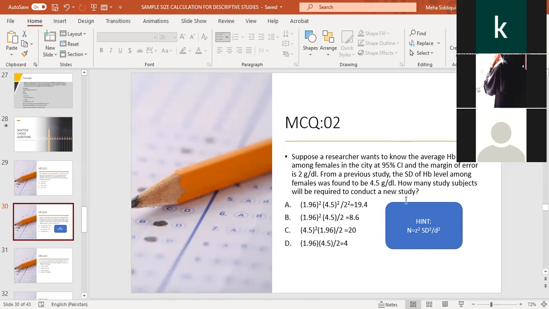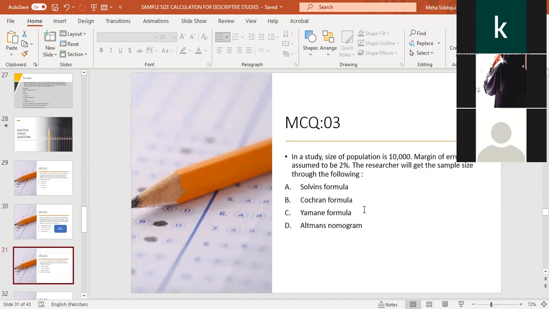Applying all these values in this formula, that is 1.96 at place of z, and 4.5, we had the standard deviation 4.5, so we put this value here and over precision, and the value of error is 2 gram per deciliter. So here we put the value, that is 2, and applying all these values we get the sample size of 19.4. So correct answer is 19.4, that is A.